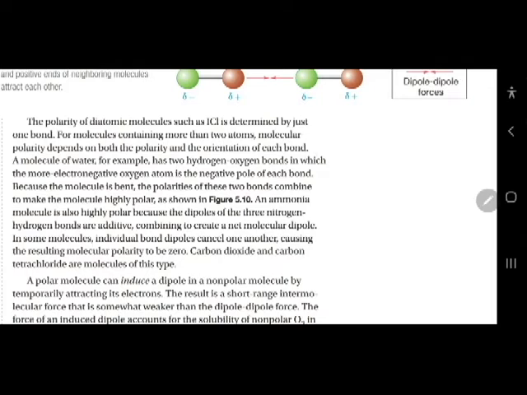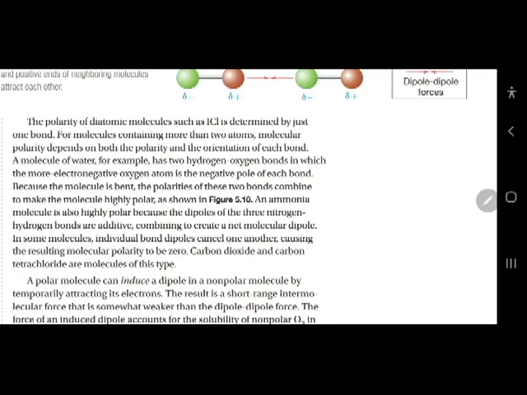Because the molecule is bent, also here, notice that we are talking about the geometry of the compound. So because the molecule is bent or angular, the polarities of these two bonds combine to make the molecule highly polar. And the ammonia molecule, as explained before, is also highly polar because the dipoles of the three nitrogen-hydrogen bonds are additive, combining to create the net molecular dipole.